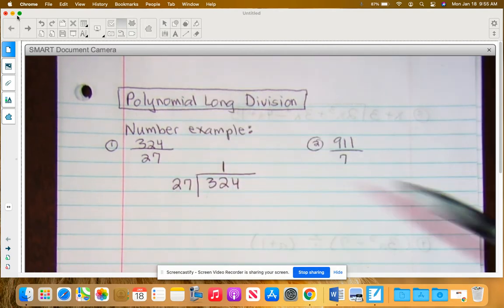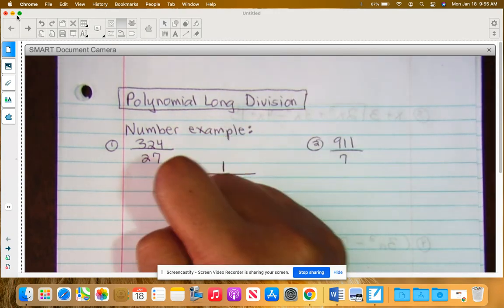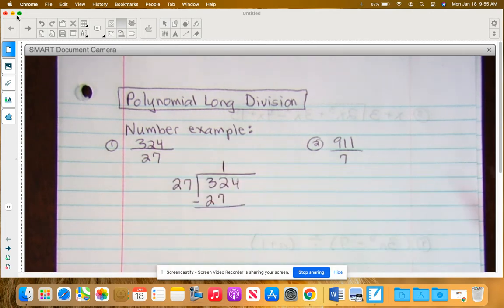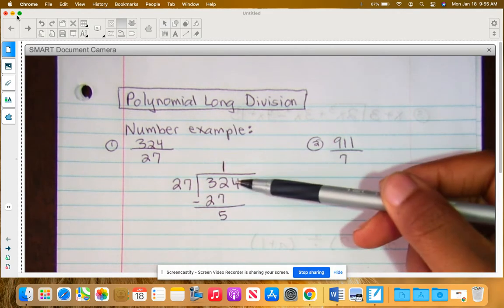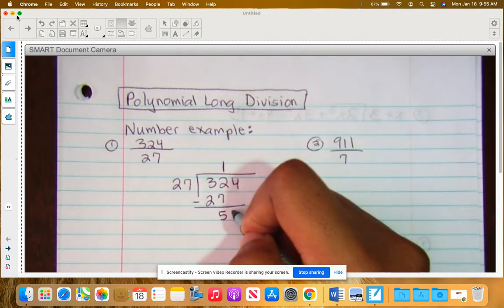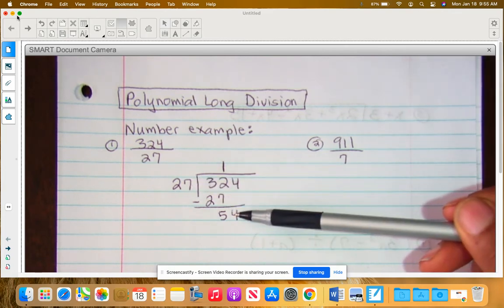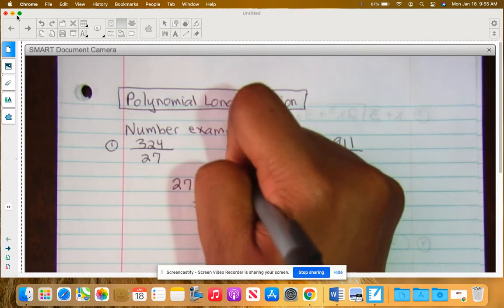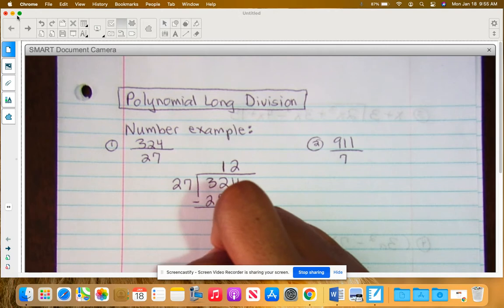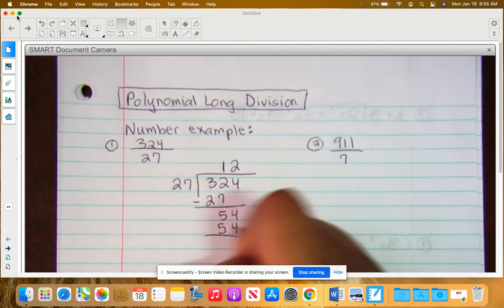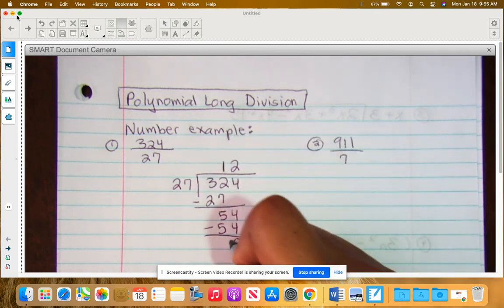Now we multiply. 1 times 27 is 27. Draw the line, subtract. 32 minus 27 is 5. We haven't touched the 4, so bring the 4 down. And you repeat the process. 27 goes into 54 how many times? Twice. Now we multiply. 2 times 27 is 54. Draw the line, subtract. 54 minus 54 is 0.